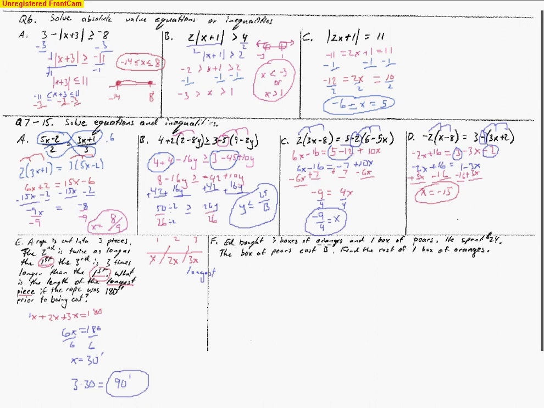Next problem talks about Ed bought 3 boxes of oranges and 1 box of pears. So boxes of oranges. So we are probably going to have 2 unknowns. Let's see here. He spent $24 and the box of pears cost $3. Oh, they tell us that. So let's write an equation first of all.